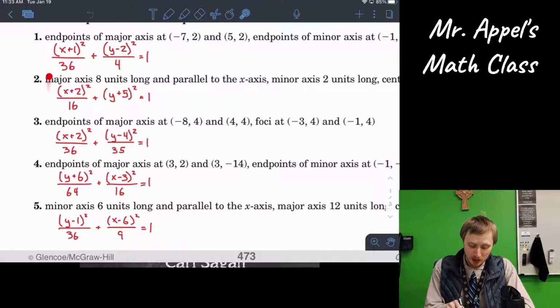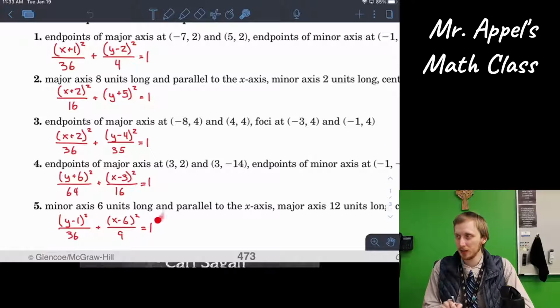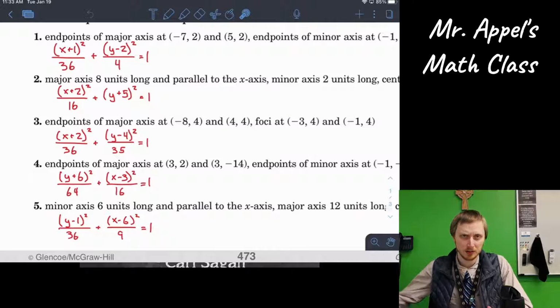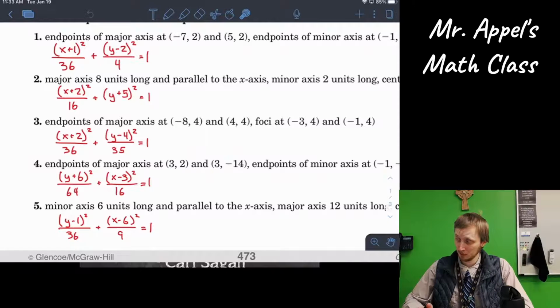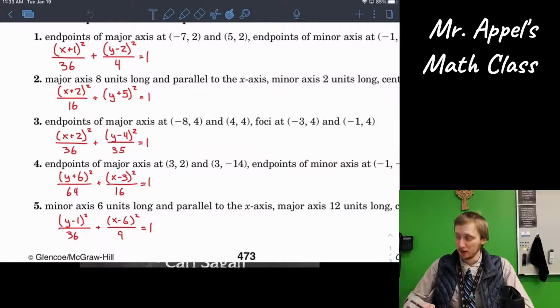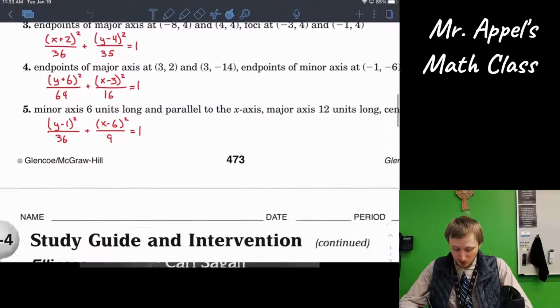All right. Anyone have any questions on these first five? Finding the equation for these ellipses. Anything give you trouble? No, nothing in particular? All right, how about the graphs?